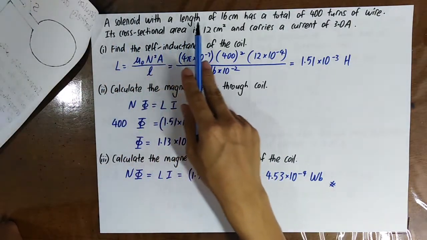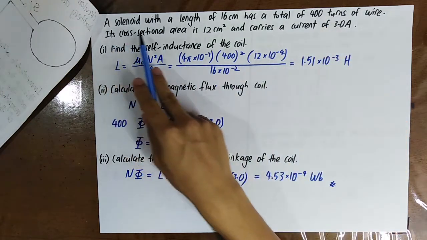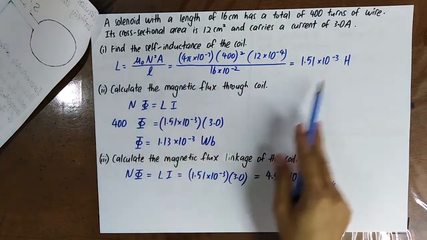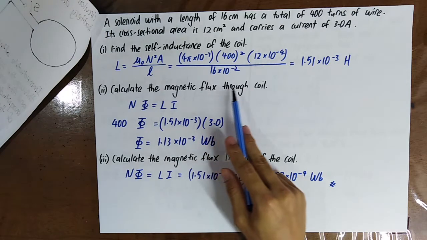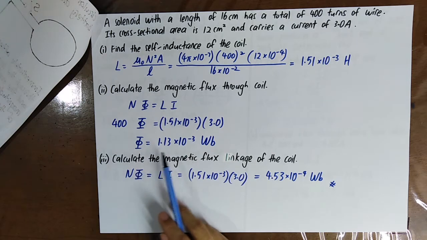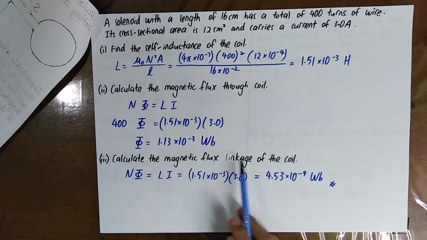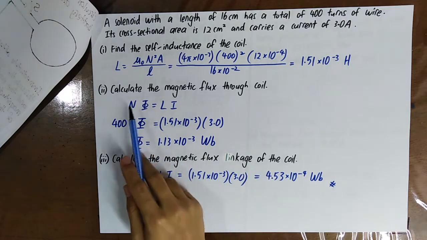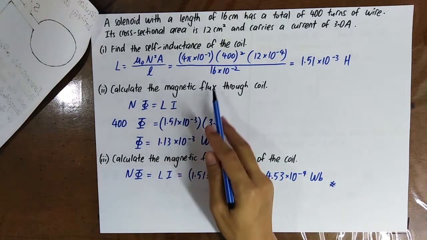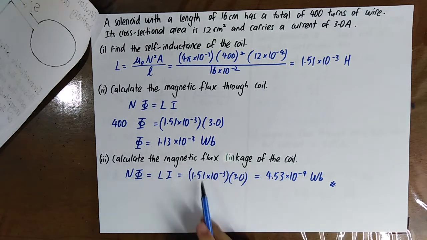A solenoid with a length of 16 cm has a total of 400 turns of wire. Its cross-sectional area is 12 cm squared and it carries a current of 3 amperes. Find the self-inductance. Okay, you use the same formula. Calculate the magnetic flux through the coil. N phi equals Li. So you know that magnetic flux is phi only, which is B dot A. And when you are asked to calculate the magnetic flux linkage, you know that magnetic flux linkage is N phi. So you really have to remember that magnetic flux is B dot A, and the magnetic flux linkage is N B dot A, which is equal to Li.